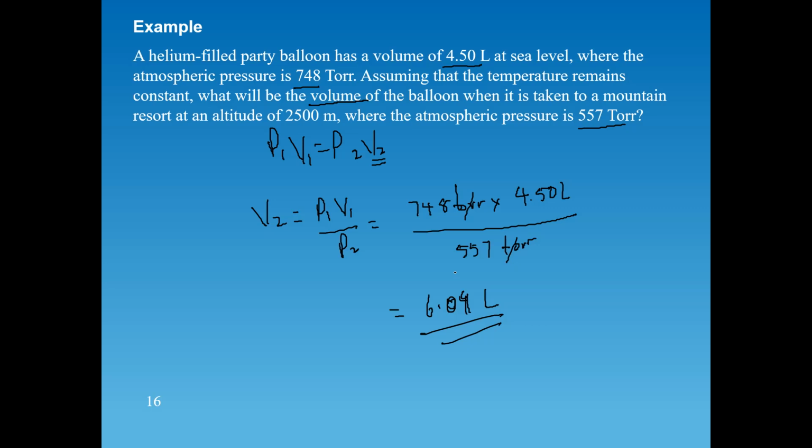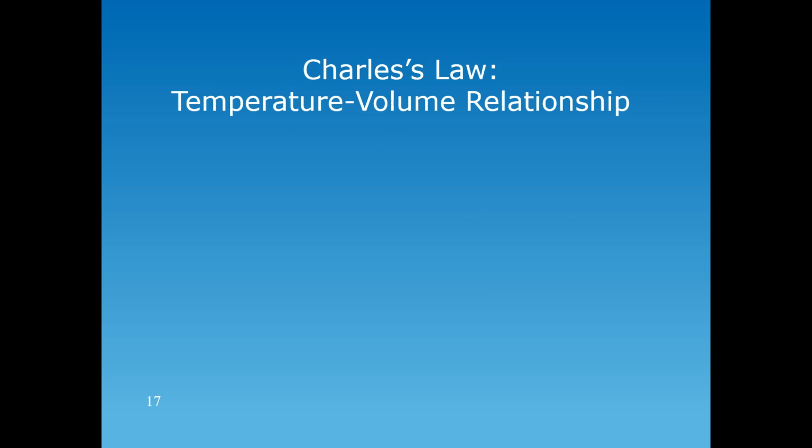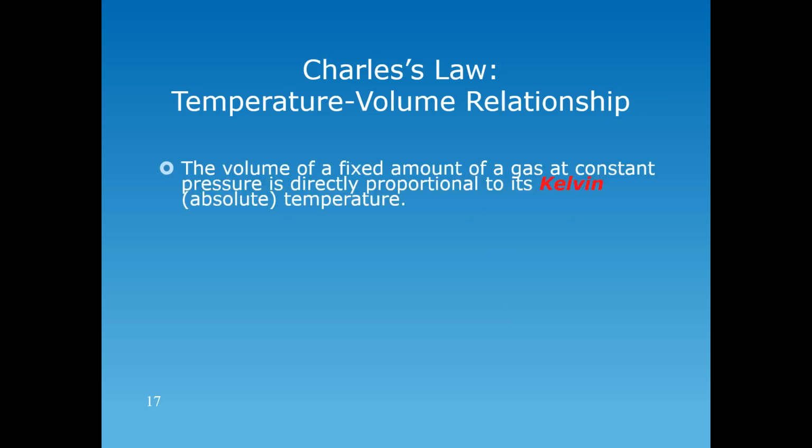So the next law we're going to talk about is Charles' law. Charles' law describes the relationship between the temperature of a gas and its volume. Charles' law, expressed in words, states that the volume of a fixed amount of gas at a constant pressure is directly proportional to its, and this is very important, Kelvin temperature, which is the absolute temperature. So basically, there's a linear relationship between the volume of a gas and the Kelvin temperature.